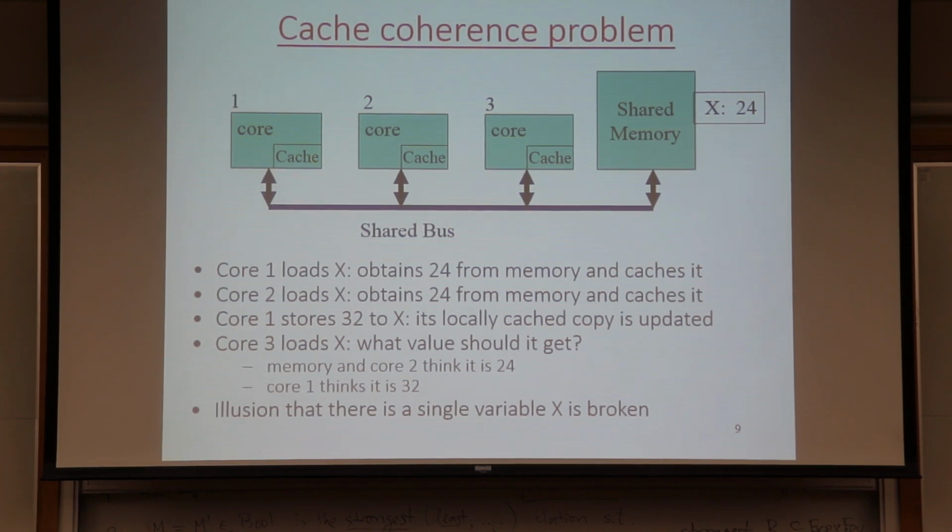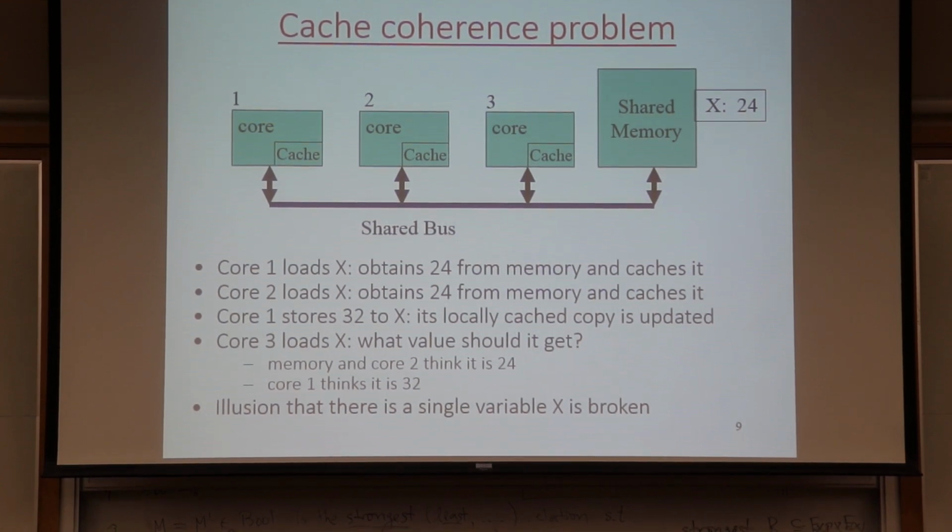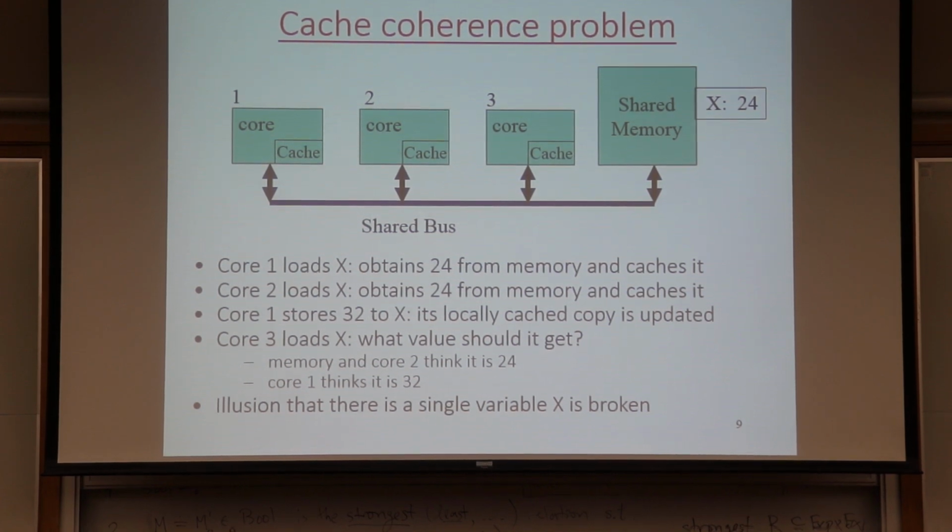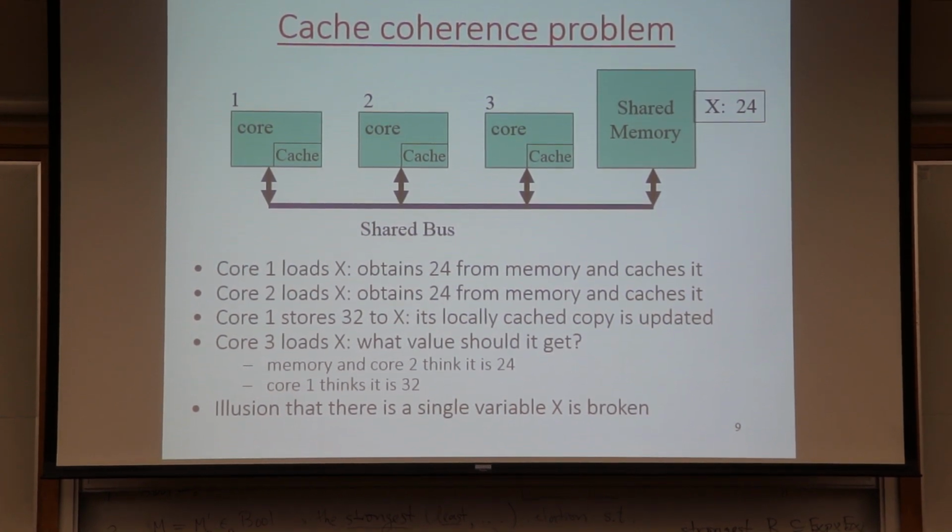So there is a core. Each core has just a single level of cache. And then there's this shared memory over here. I'm going to assume there's just some variable x that all of them want to read and write into. Okay, so here's a sequence of operations that might happen.